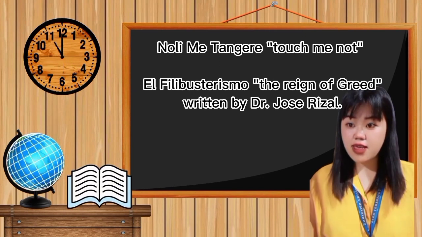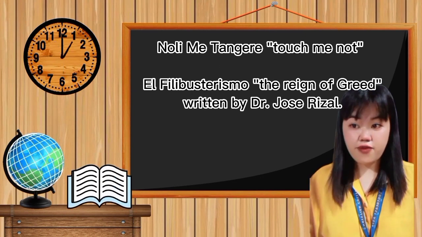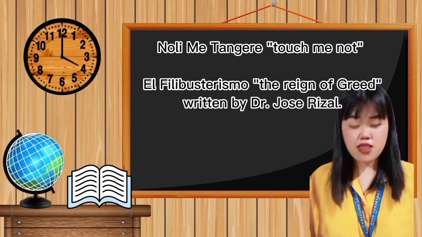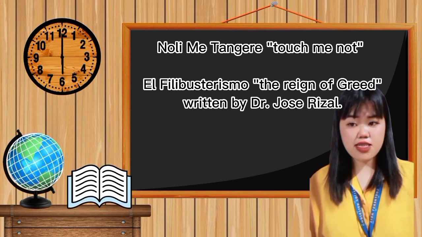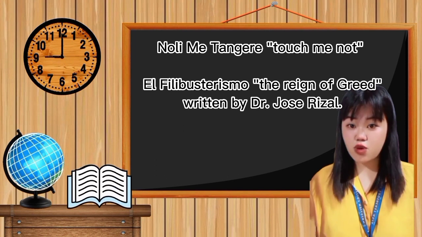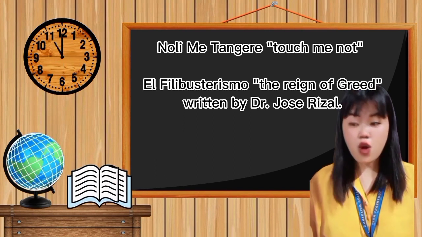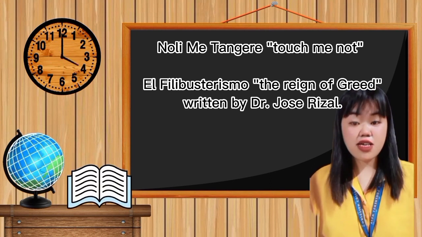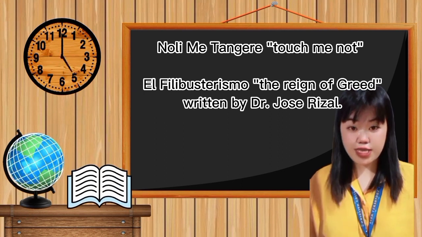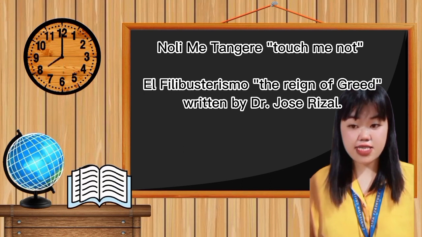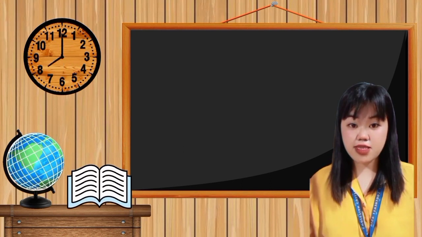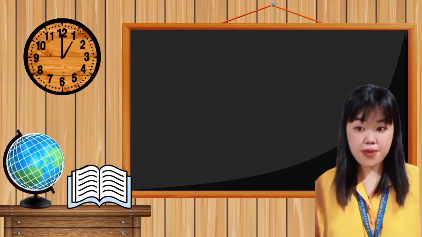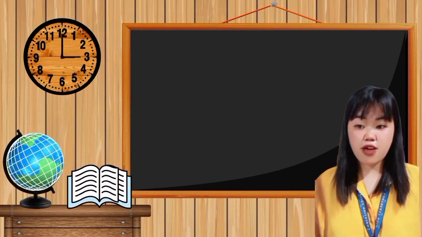Noli Me Tangere is one of the novels which is also adapted on national TV right now. It means Touch Me Not. This was written by Dr. Jose Rizal. It is a novel about the story of Crisostomo Ibarra, which is also related to the life of Rizal. El Filibusterismo, the continuation of Noli Me Tangere, means the reign of greed. So, Dr. Jose Rizal, born on June 19, 1861 in Calamba, Laguna, was honorary president of La Solidaridad and the founder of La Liga Filipina. And his two novels paved the way for the revolution.